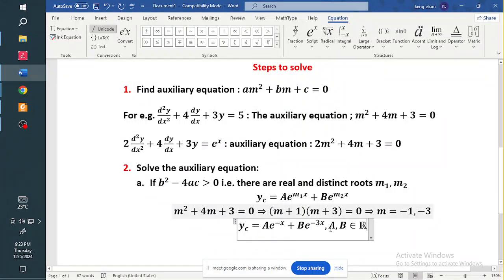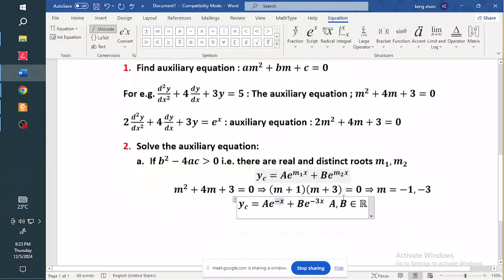So basically that is it. Even if you start with a e to the -3x, no problem. If you have a e to the -3x and then write b e to the -x, you're not going to have a problem. So that is it.